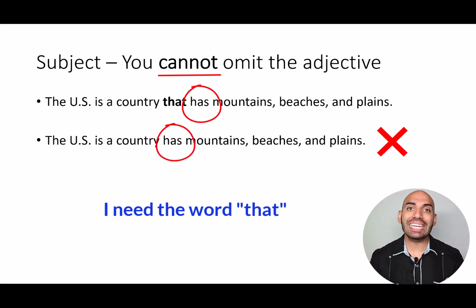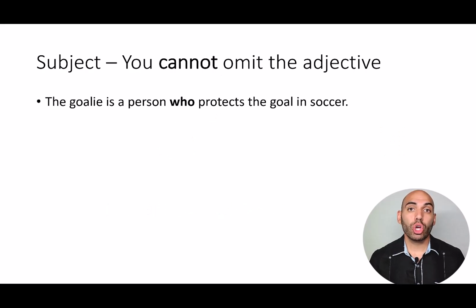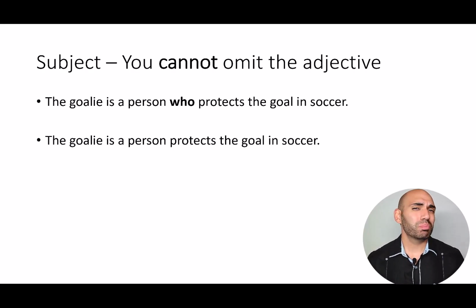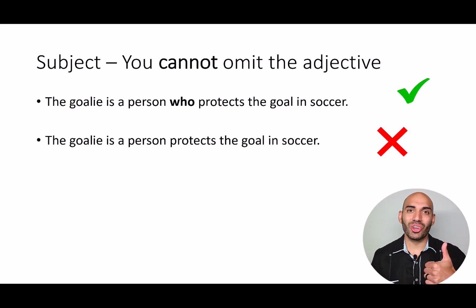For this reason, I need to have the word that, or which, or who in these sentences. The goalie is a person who protects the goal in soccer. The goalie is a person protects the goal in soccer. Sentence number 2, no good. Sentence number 1, no problem. Sentence number 1 is good, sentence number 2 is bad because I do not have a new subject, so I have to keep the word who in the sentence.